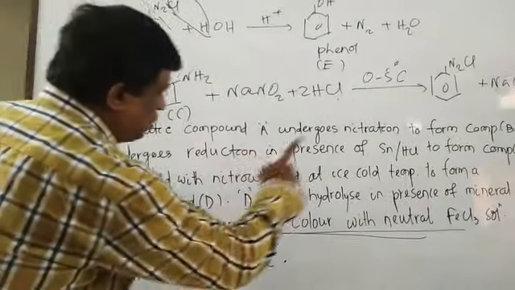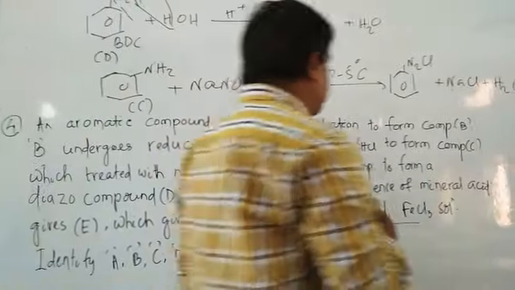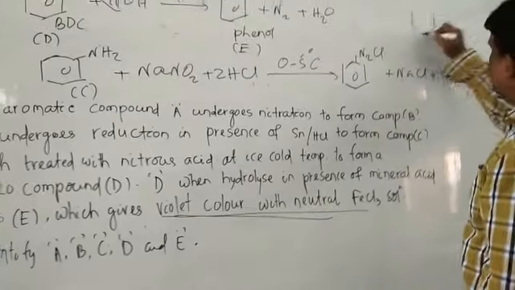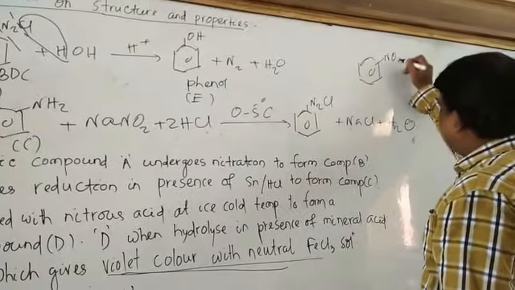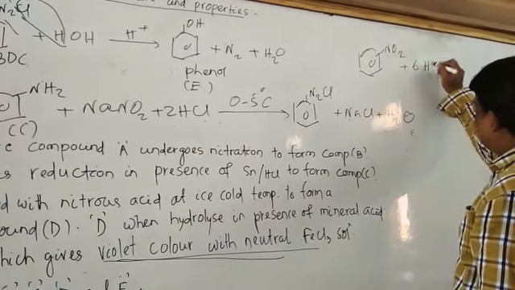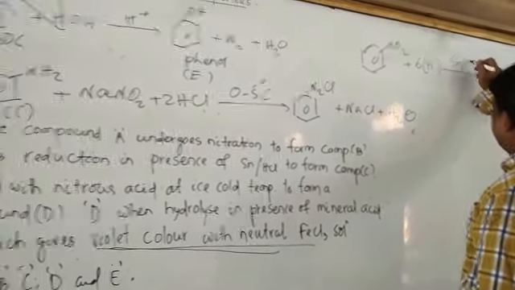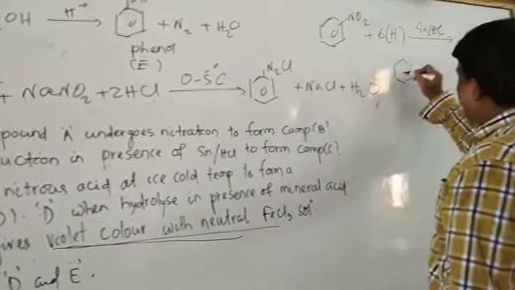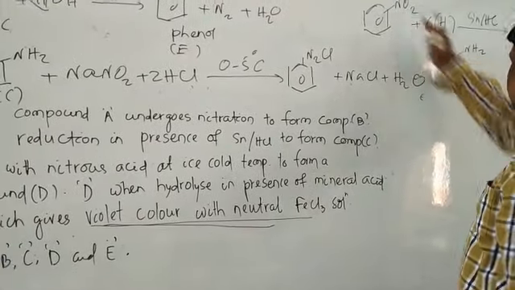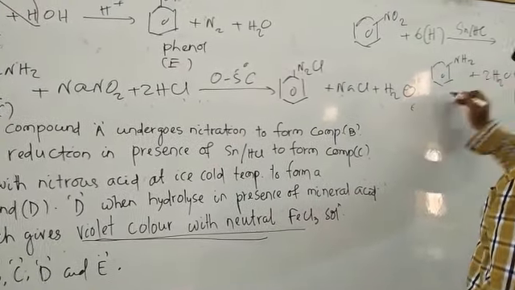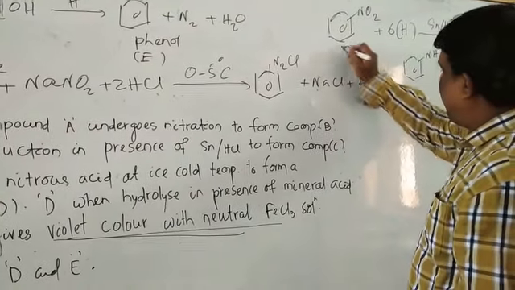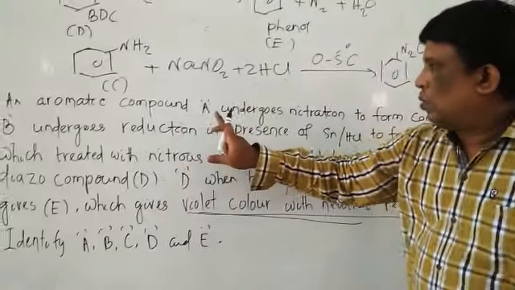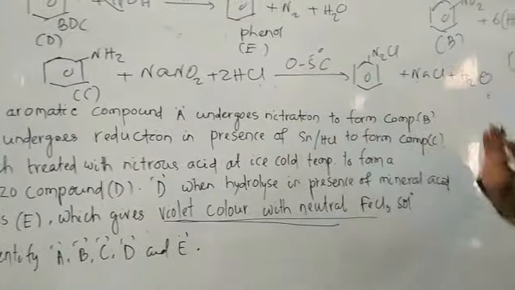When B undergoes reduction, that means B must be nitrobenzene. Mark the equation, how it is possible. Nitrobenzene, when it undergoes reduction in acid medium, Sn/HCl, gives NH2 plus water. So this is nitrobenzene, B. It is aniline, C. Again, how is B formed? Aromatic compound A undergoes nitration, so A must be benzene.